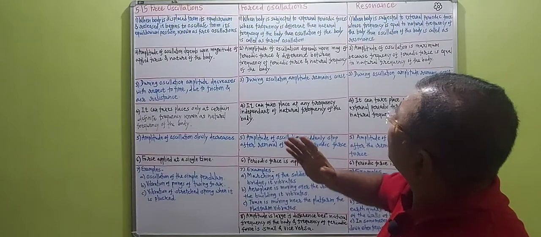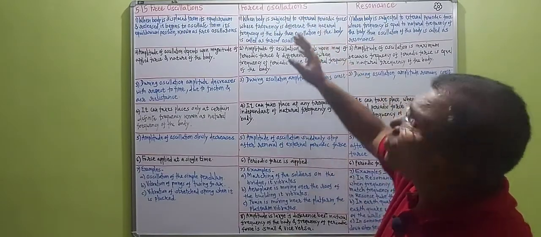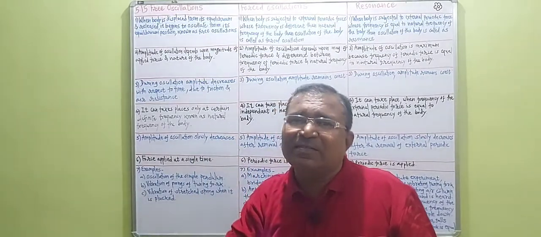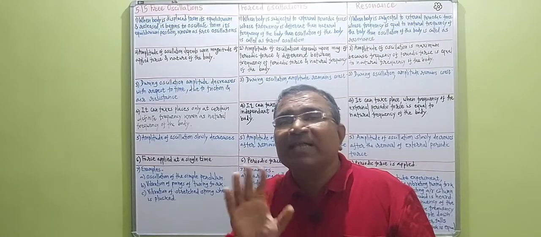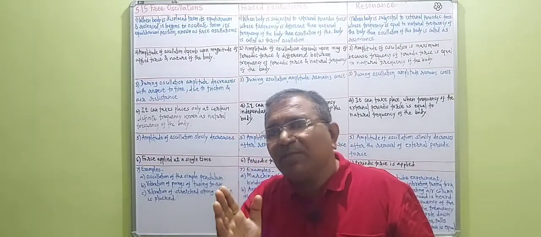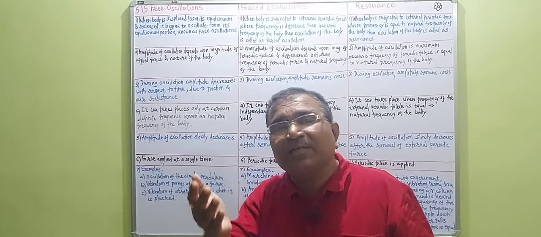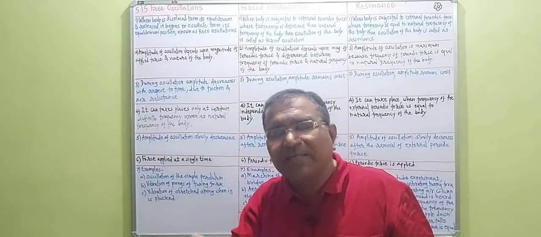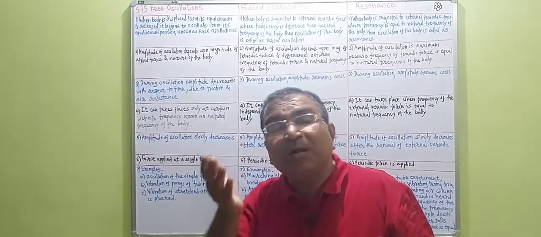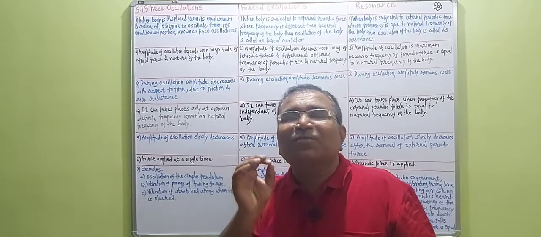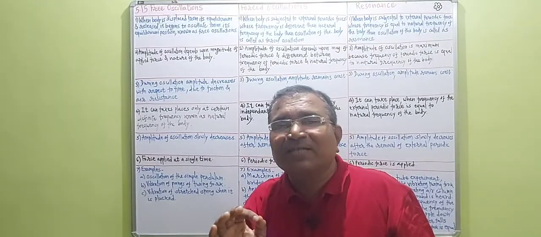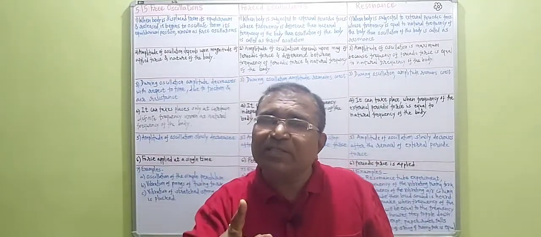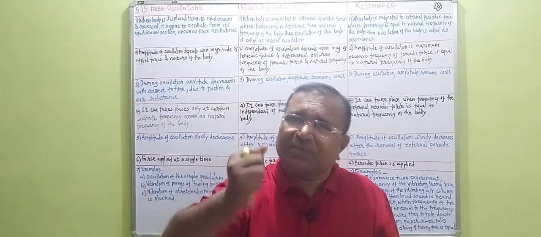When the body is subjected to an external periodic force whose frequency is different from the natural frequency, the body is not vibrating with its natural frequency. The frequency of the applied force is different from the natural frequency. Then the body is oscillating forcibly. Such an oscillation is called forced oscillation. To make a forced oscillation, we have to apply continuous force.